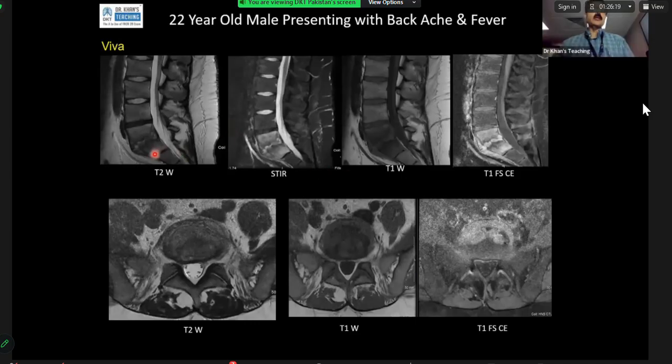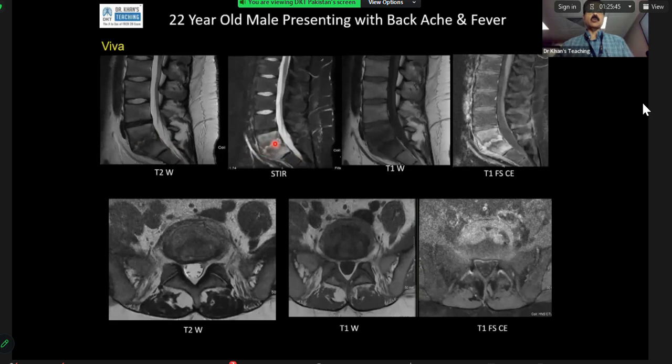So if you see here on a T2 weighted sequence, first of all, look at the intervertebral disc, and you can see a bit of fluid inside, which of course is not the nucleus pulposus, it's different. When you see fluid on T2 weighted sequence, that is very worrying. Then look at the STIR. On the STIR, the fluid becomes more obvious, and you see that there is edema in both of the adjacent vertebral bodies. And you see the end plates are irregular.